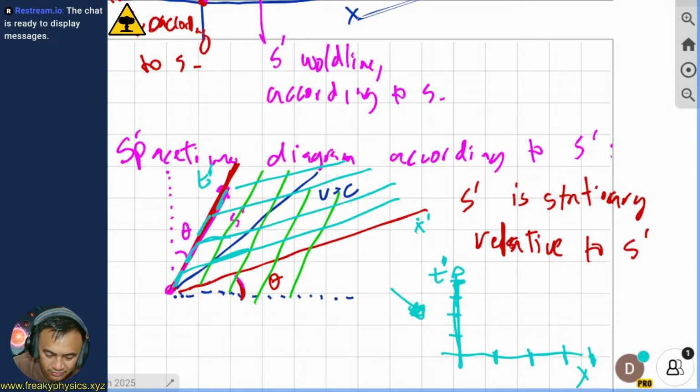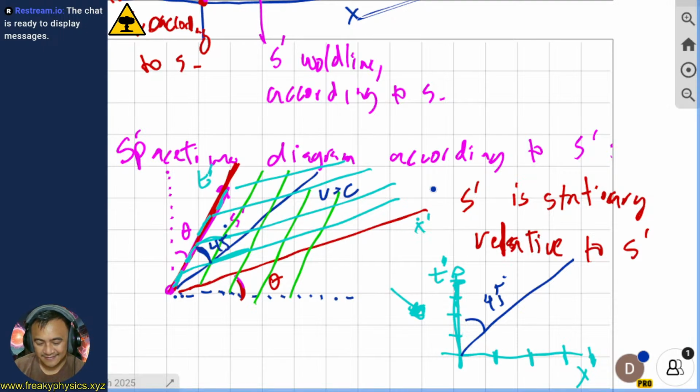But here's the thing though. Remember the line for light. That's still not going to change. That's still going to be 45 degrees. So this angle according to S prime will still be 45 degrees. So that's what's happening with space-time diagrams. It's not so useful yet, but are you getting the idea of what to do?